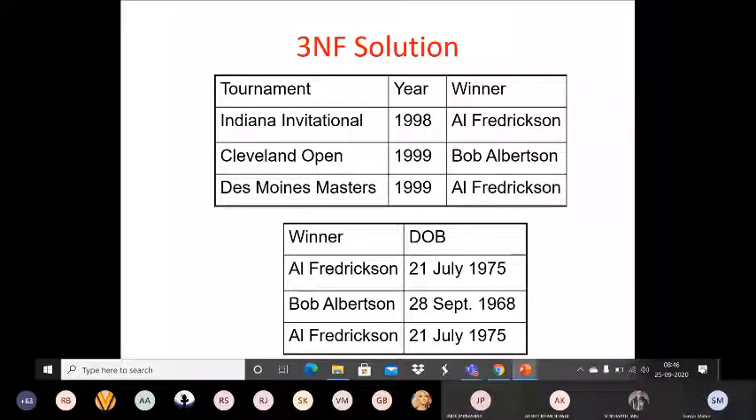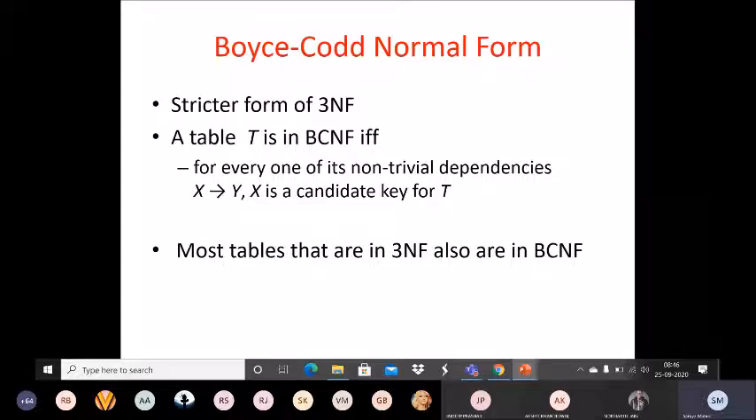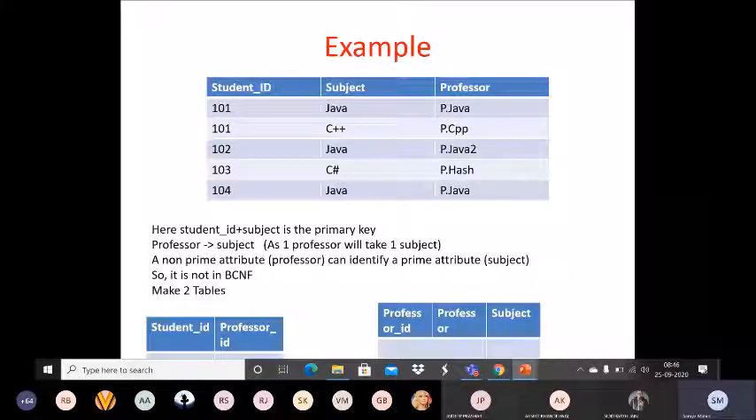So there is no role of part of the candidate key, right? But when there will be two candidate keys, tournament and year, then you have to think about part of the candidate key determining something. Okay, so right now we will go to check about BCNF.